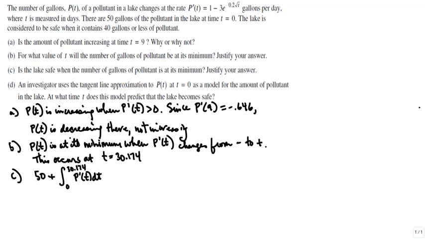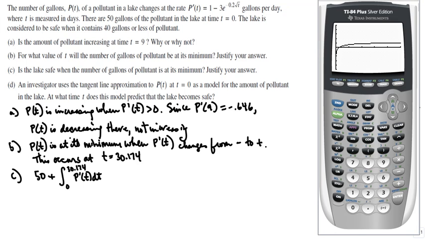To find that, I'm going to take the definite integral, option 7, lower limit 0, upper limit 30.174. It gives me a net change of negative 14.896. From our calculator, again, we can just add that to 50, and we get 35.104, so it is safe at that point.